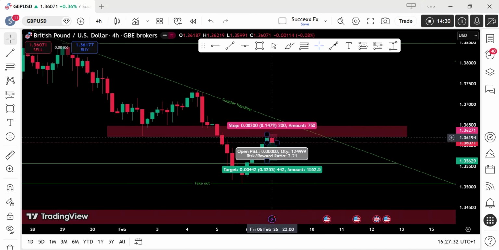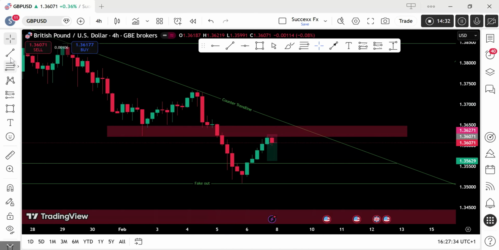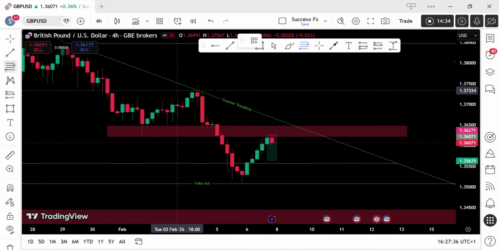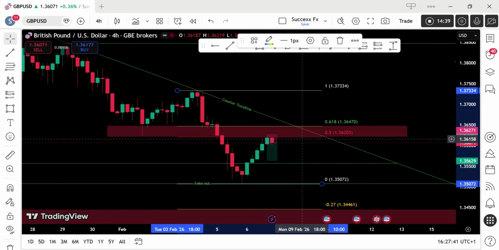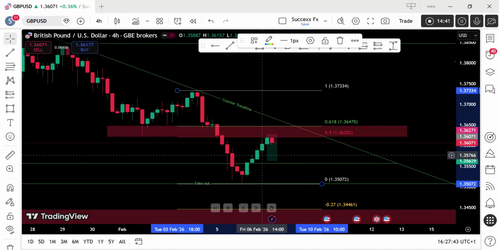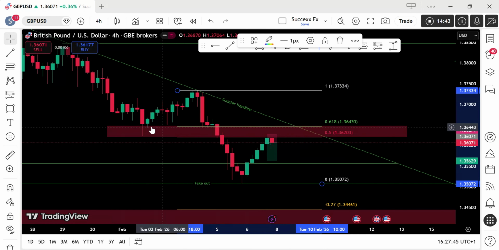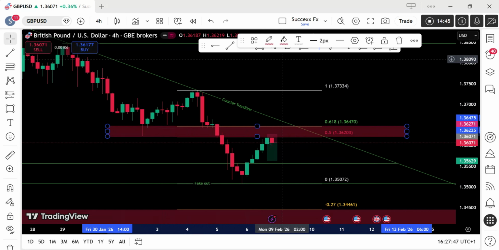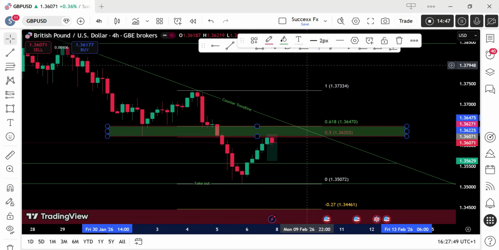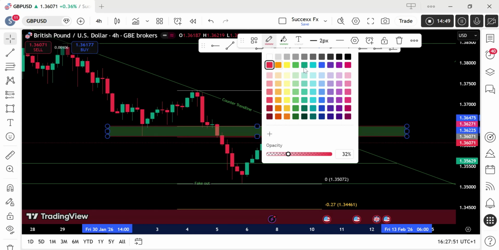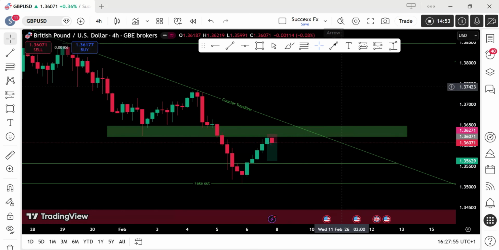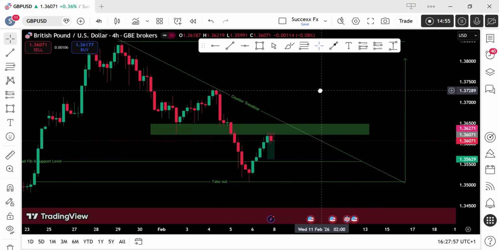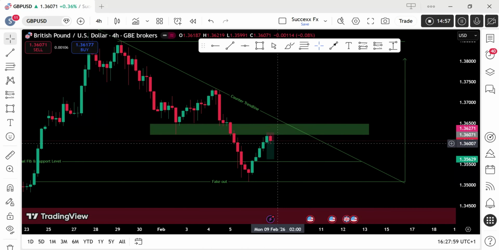We're anticipating a quick sell here because if you use your Fibonacci, you will see that this is a perfect Fibonacci zone. All right. You have your break, retest, Fibonacci zone, and then as well your resistance zone here. So this is a perfect setup. This is a very good setup.